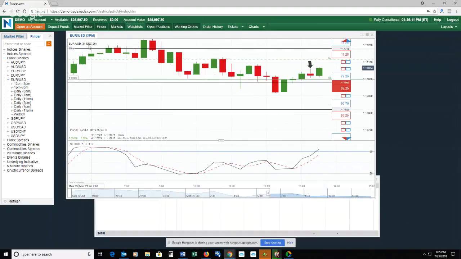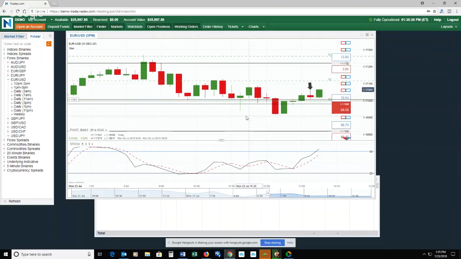Now, this is a 15-minute chart. The expiration on this is 3 p.m. So you have about an hour and 25 minutes. There's no rush. You can see that I do have the pivot points on here. It just broke below S3. It may come up and test S2. We're just waiting and watching.